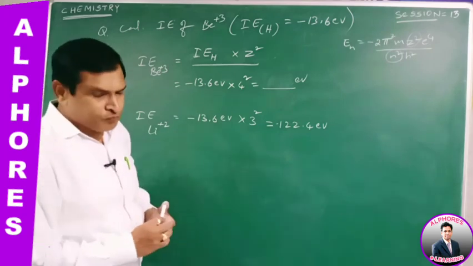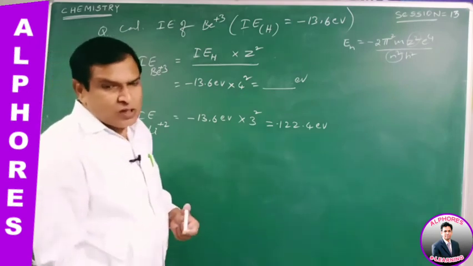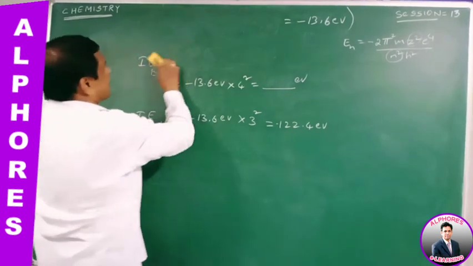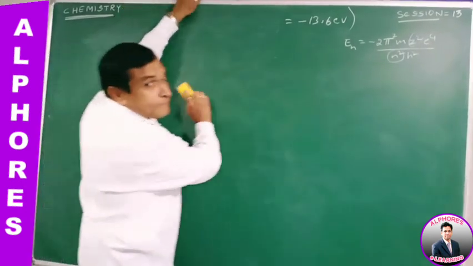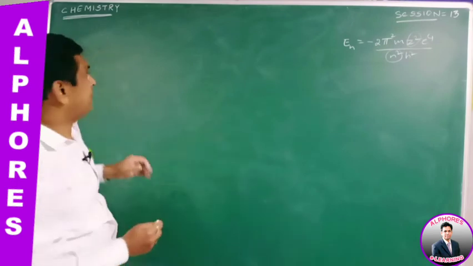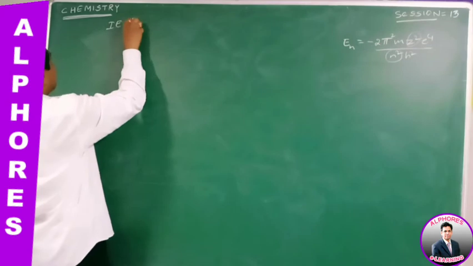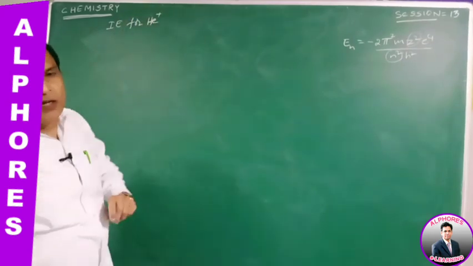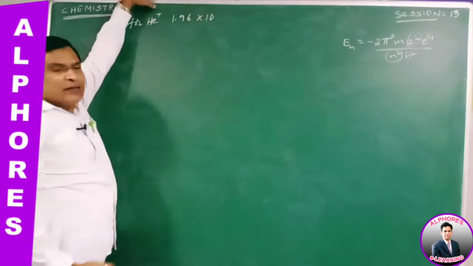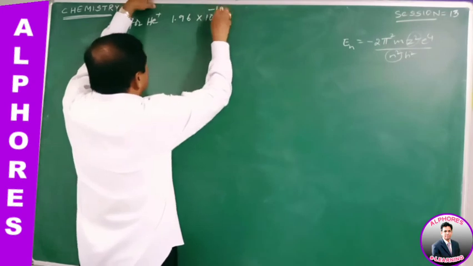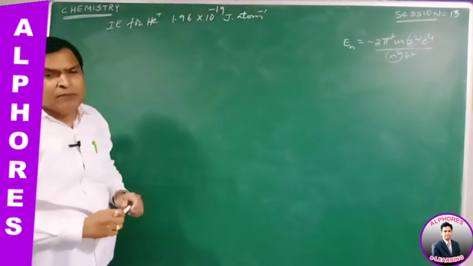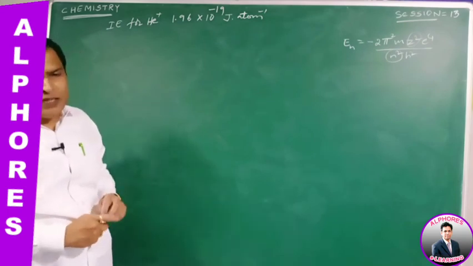Now let us work out some more numericals on this. Ionization energy for helium ion is 1.96 into 10 to the power minus 19 joule per atom. That is, the ionization energy of helium plus ion is 1.96 into 10 to the power minus 19 joule per atom.